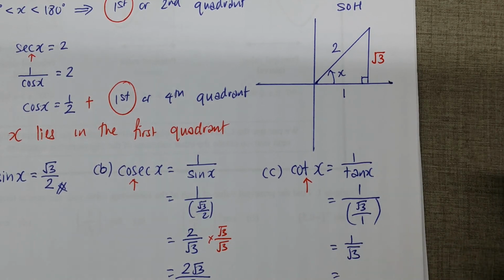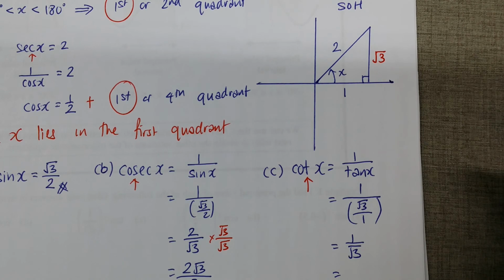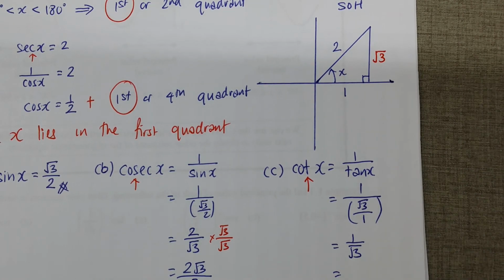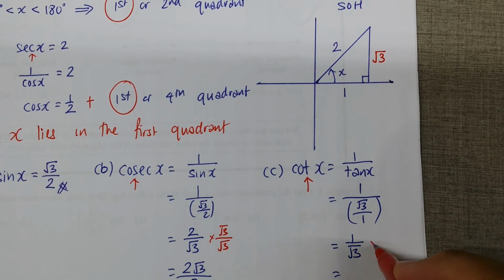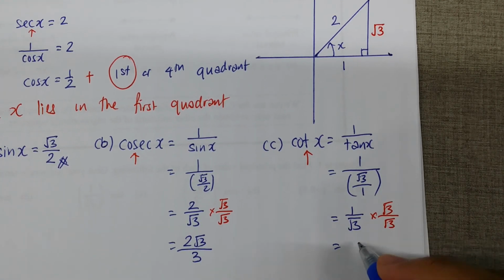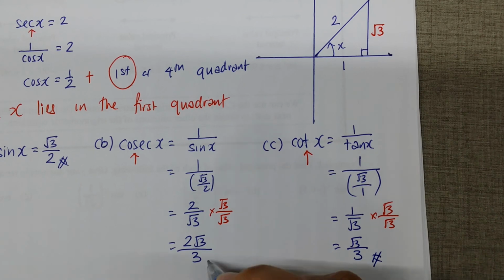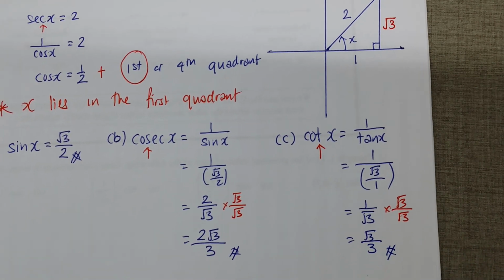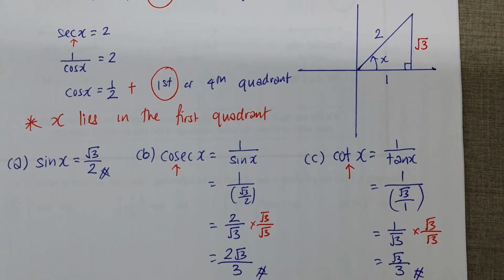Can I leave this as my answer? Again, no. I need to rationalize. So multiply by square root 3 over square root 3, top and bottom. The answer is square root 3 over 3. Check all 3 answers. They are all correct.